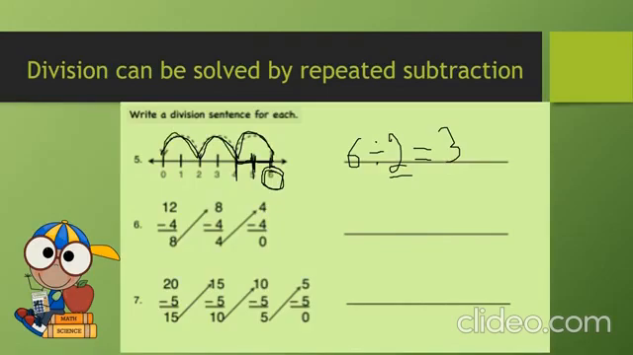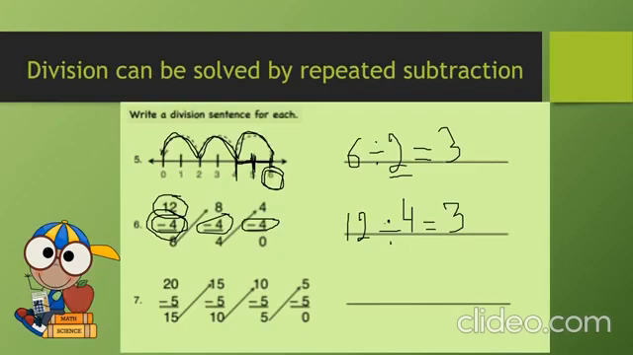Okay, let's continue. 12 minus 4 equals 8. 8 minus 4 equals 4. 4 minus 4 equals 0. So let's start with the greatest number. It's 12. So 12 divided by 4, since we are subtracting 4. I subtracted 4, 1, 2, and 3 times. So 12 divided by 4 equals 3.